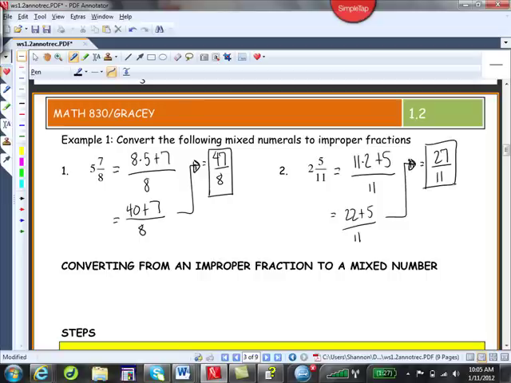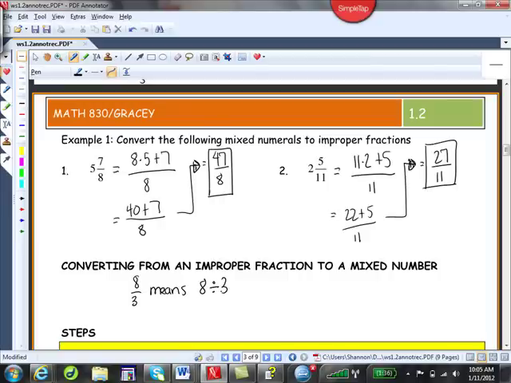Okay, so next up, sometimes we want to convert an improper fraction to a mixed number. So here, really what you have is a division problem. I mean, if you think about it, let's just say you had something like 8/3. How about that? Well, 8/3 means 8 divided by 3.